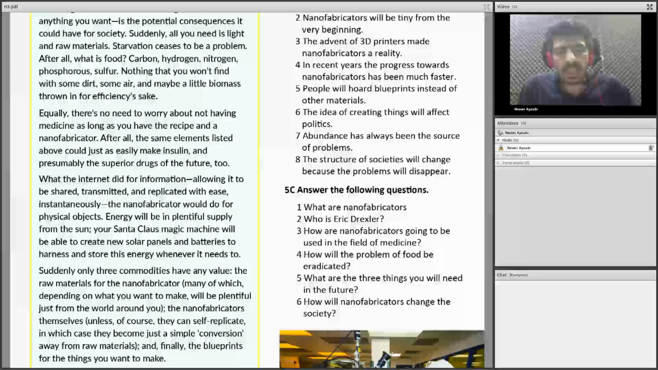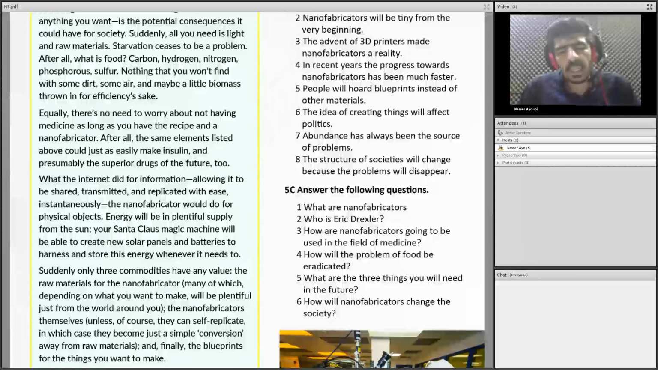Question 3. How are nanofabricators going to be used in the field of medicine? So in the second paragraph on page 26, we see there is no need to worry about not having medicine as long as you have the recipe and a nanofabricator. Okay, the answer is here. The same elements listed above, that refers to the previous paragraph, that is carbon, hydrogen, nitrogen, and stuff, could just as easily make insulin and presumably the superior drugs of the future too.